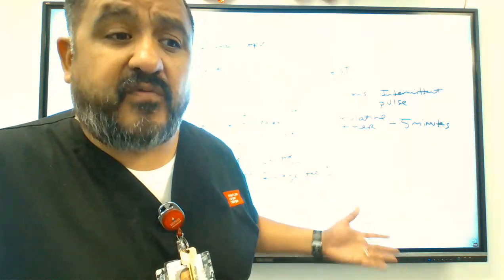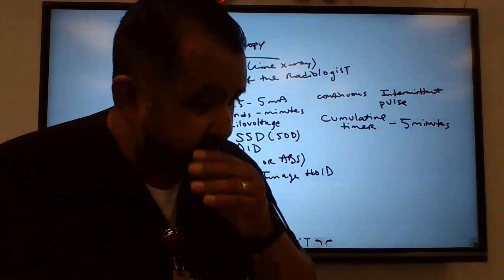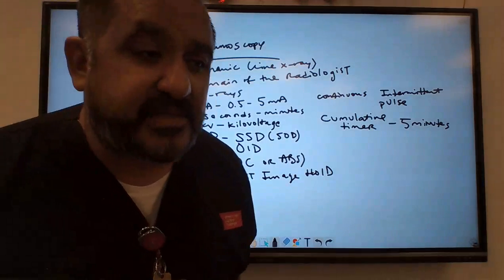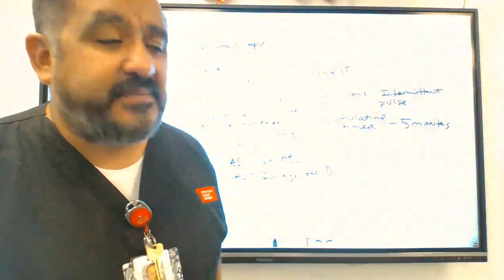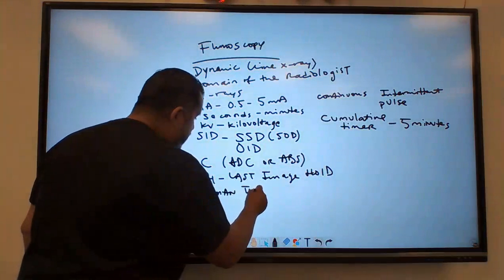Again, it's going to save time overall as well. Now, let's keep going here. So we got ABC, we got last image hold. The other thing that we have to understand is that the fluoroscopic systems have a dead man type switch. What does that mean?